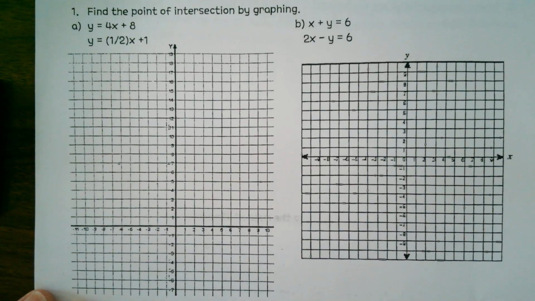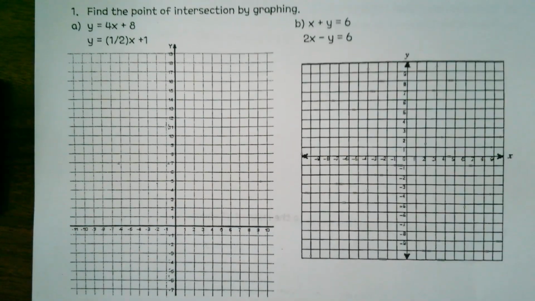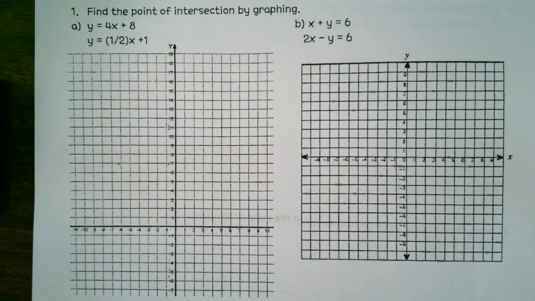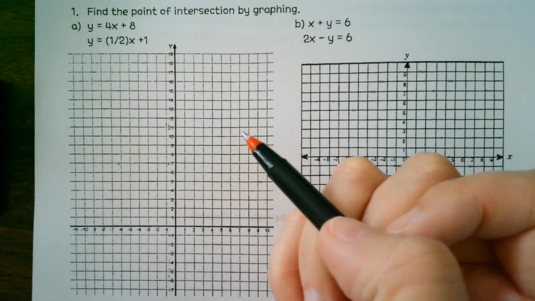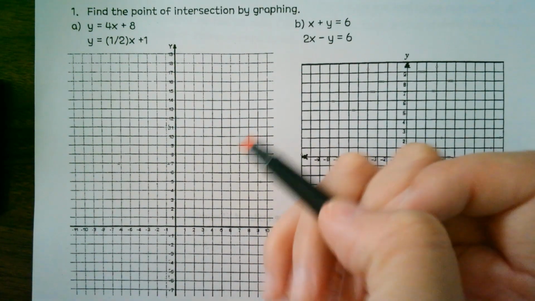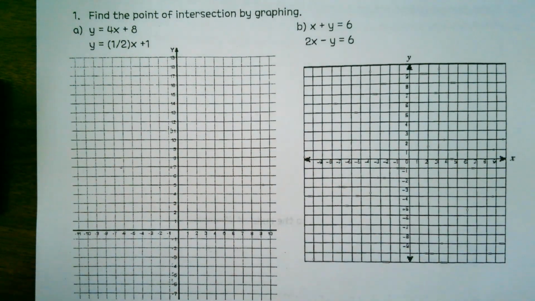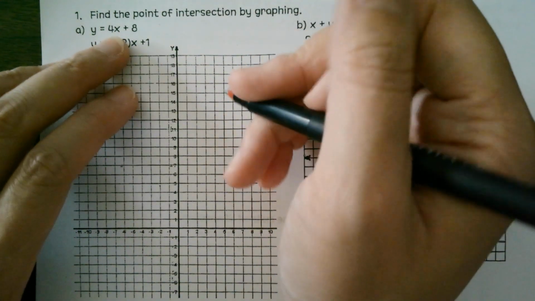Okay, chapter 1 review. Find the point of intersection by graphing, which means you have to use the graph. When I came around to do the homework check, I saw a lot of you just wrote the intersection point. I needed to see the graph, and on the test, you'll get marks for showing the graph.